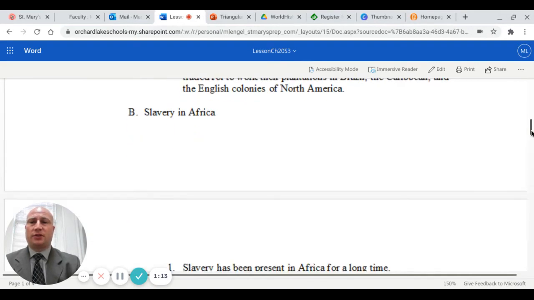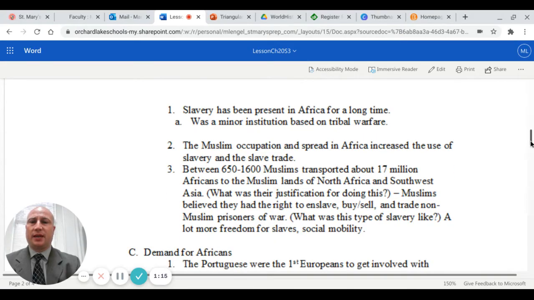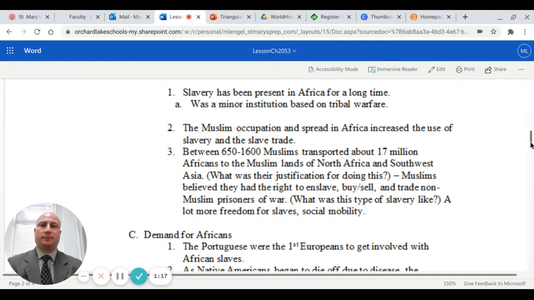We'll talk a little bit about how slavery worked in Africa. Slavery had been present in Africa for a long time. It was really known as more of a minor institution that was based on tribal warfare. Same thing was going on in the Native American world as well. The Muslim occupation and spread into Africa, though, increased the use of slavery and the slave trade within Africa.